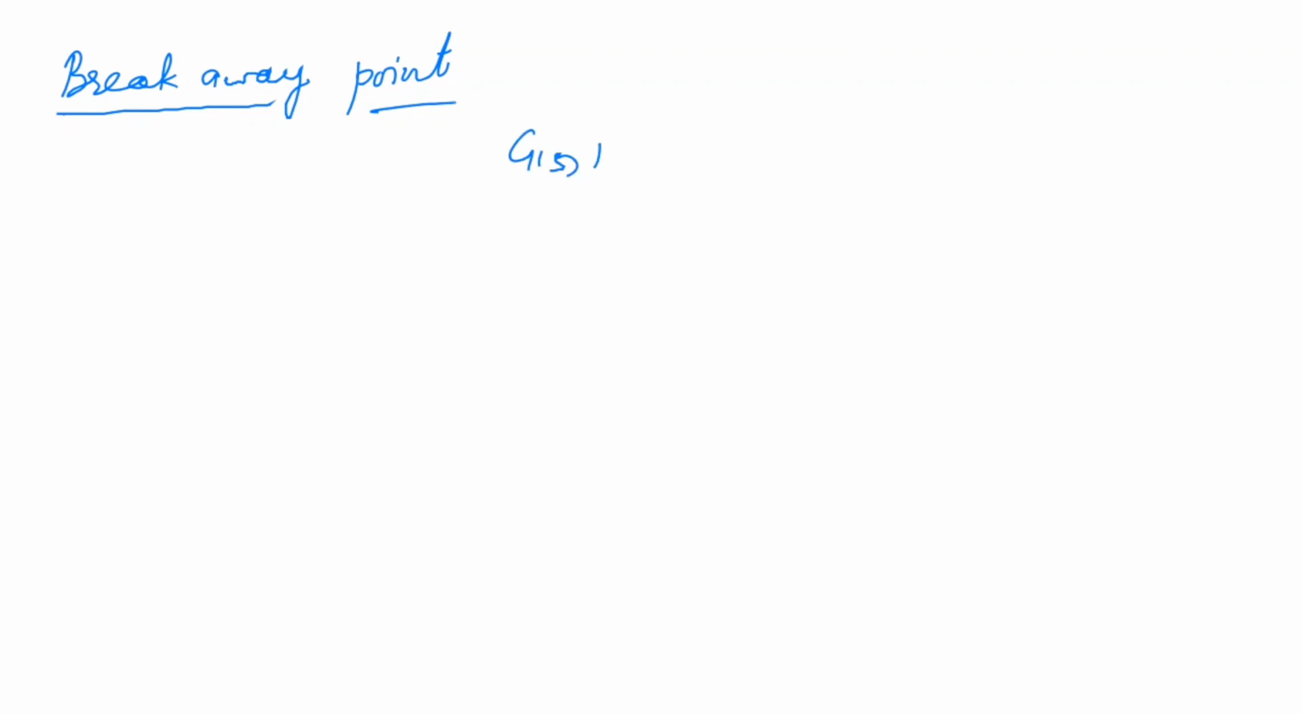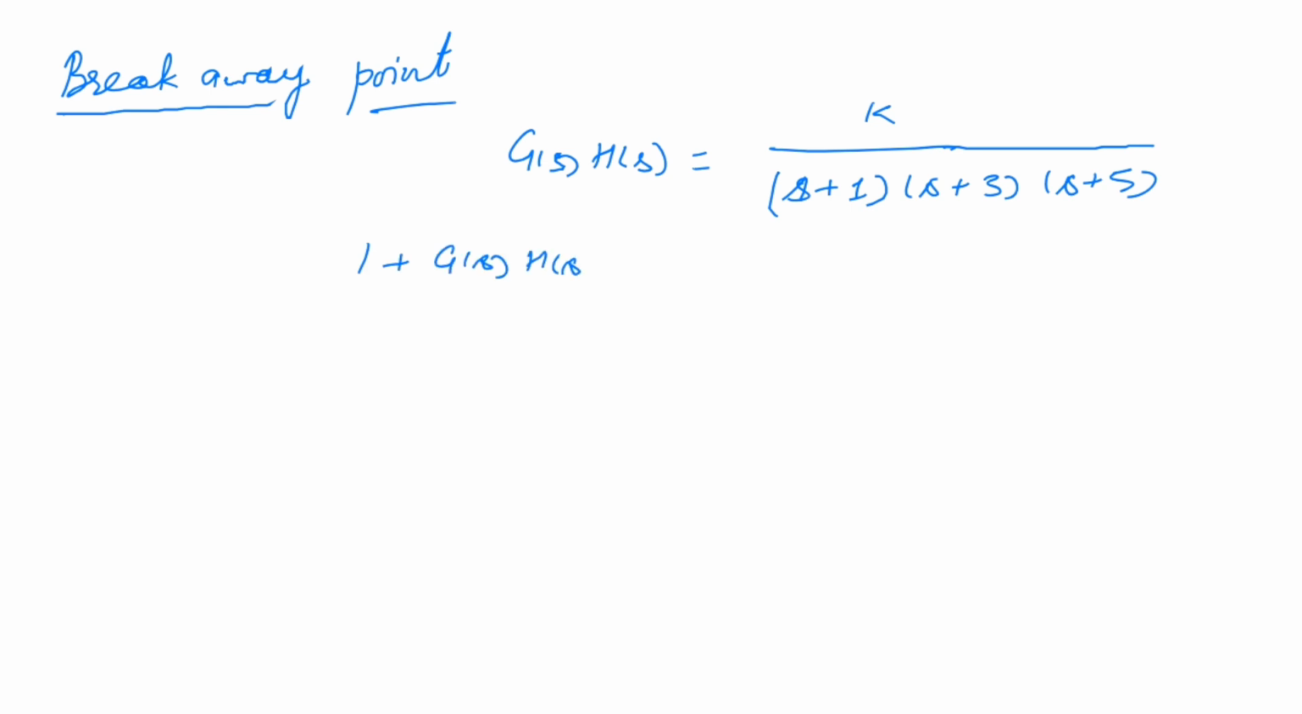The transfer function is given by this. So hence the characteristic equation will become 1 plus G(s)H(s), and this will be equal to 1 plus K over (s plus 1)(s plus 3)(s plus 5). Now let's start marking the starting points of the root locus.